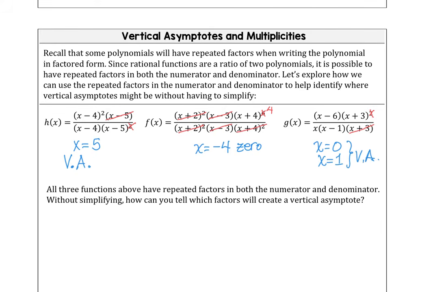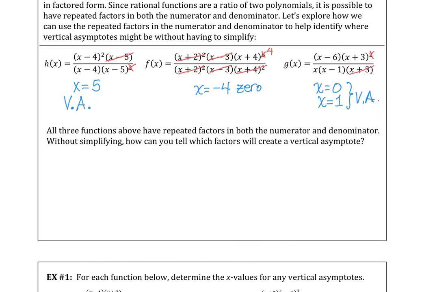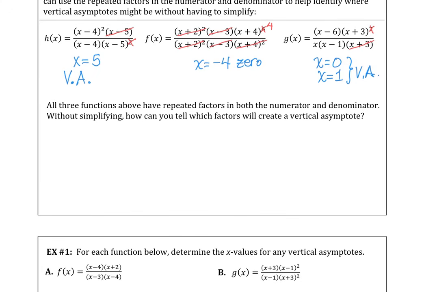So the first one here, h of x, and the last one, g of x, those both had vertical asymptotes, but the middle one had no vertical asymptotes. So all three of the functions, this is where we had the star, all three of the functions had repeated factors in both the numerator and the denominator.